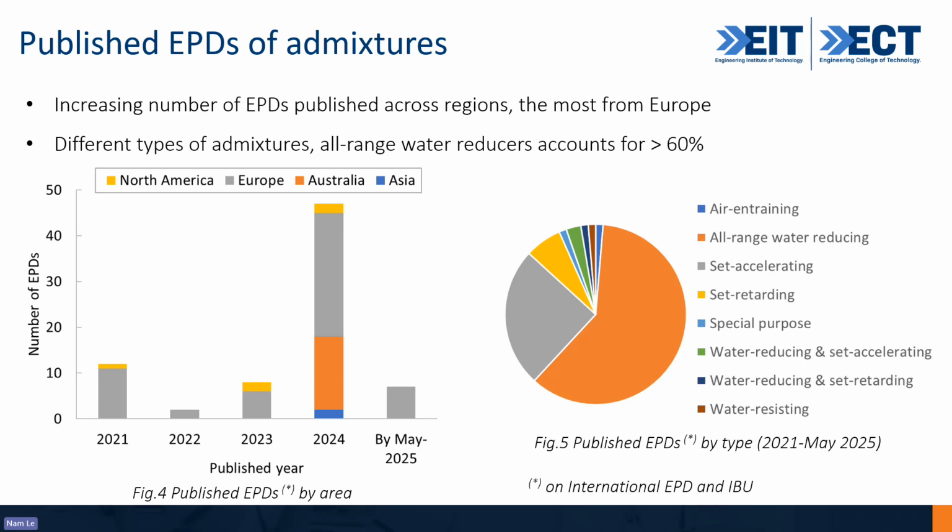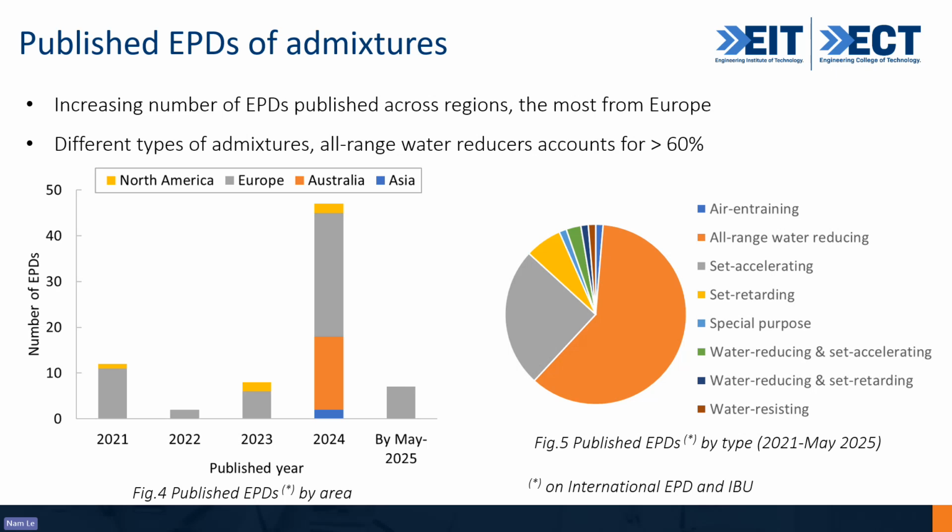by the Association of Admixtures in Europe here. And then after that, in 2023, we have some more also from this association. And in 2024, we have many more from not only Europe, but also here in Australia. We have many admixtures with published EPDs, right? And we also have some EPDs for admixtures published from Asia and from North America, right? And the number will be increasing more, right?